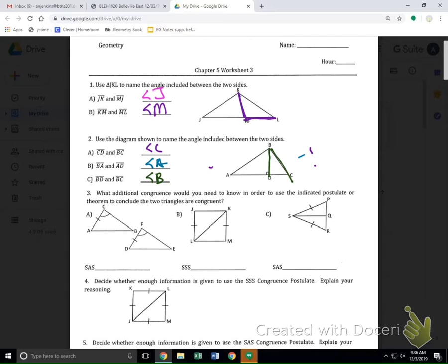Yes, ma'am. Wouldn't we have to name M like KML or something? Yeah, we should have. I apologize. So M really should have been named KML. I agree. Yeah, for sure. So angle KML, because there's more than one angle occurring there. So we'd name it KML.